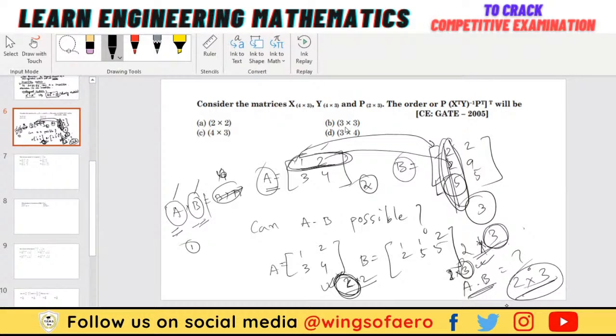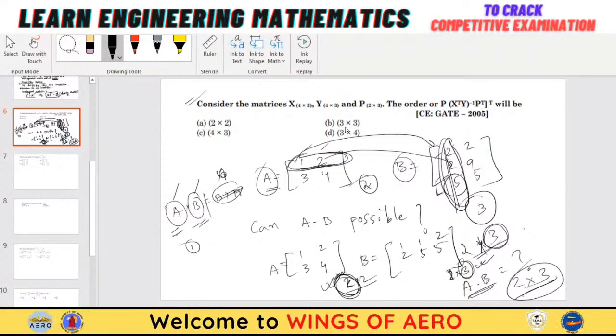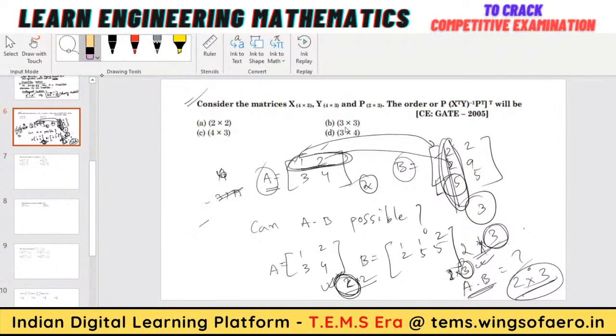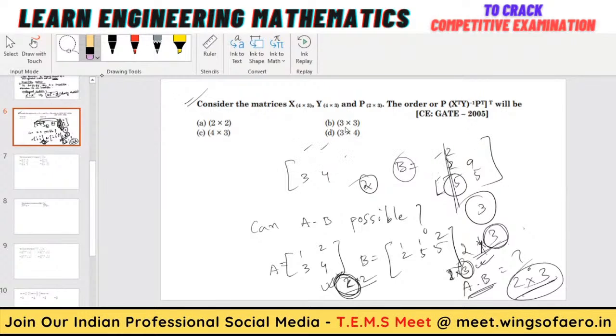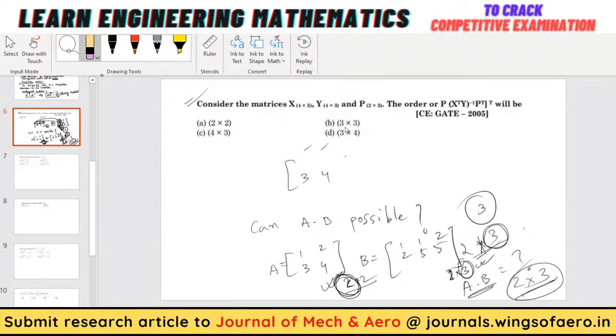Now tell me the answer of this one. Calculate it. Is it the whole bracket of transpose, sir? Yes, the whole bracket of transpose. Then the answer is 2 cross 2. Okay, everybody, please write down the answer in the chat box, and do not tell me the answer.